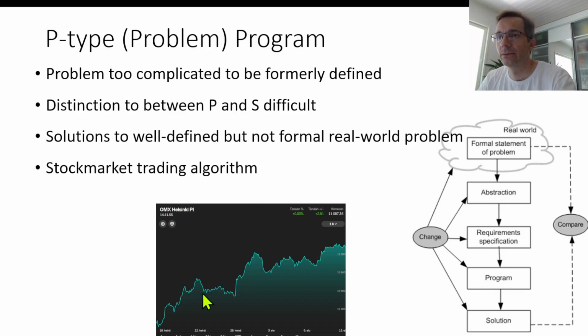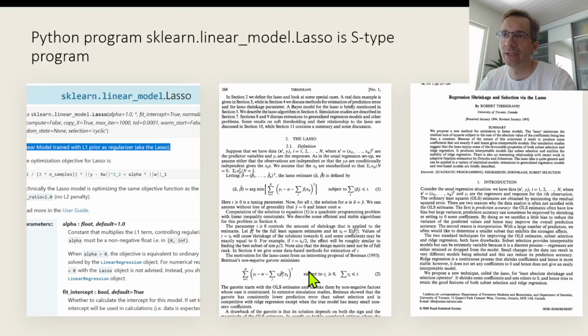If you think about a program that trades stocks and makes money, like tries to optimize buying and selling points over this graph that comes from the real world, versus a program that is defined already in some academic paper in mathematical terms, and then it's just implemented. So this is the S-type thing.